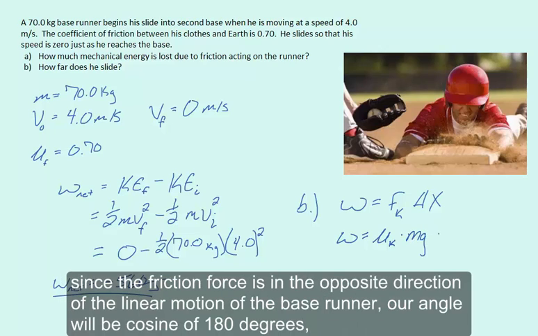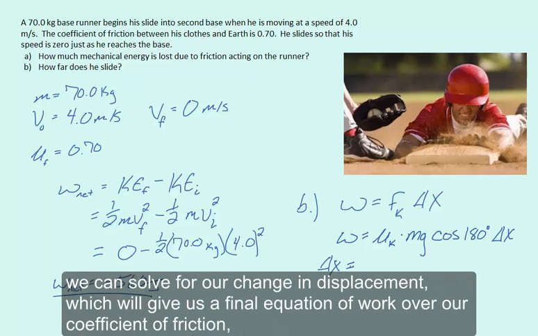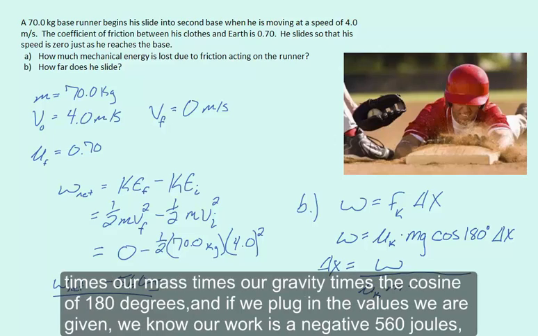mg. Since the friction force is in the opposite direction of the linear motion of the base runner, our angle will be cosine 180 degrees, times our change in displacement. And since we're trying to solve for how far he slides, we can solve for our change in displacement, which will give us a final equation of work over our coefficient of friction times our mass times our gravity times the cosine of 180 degrees.